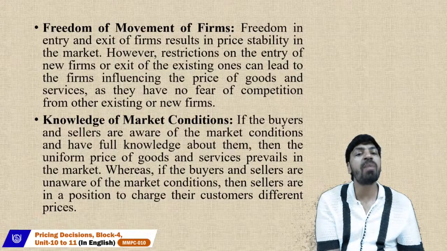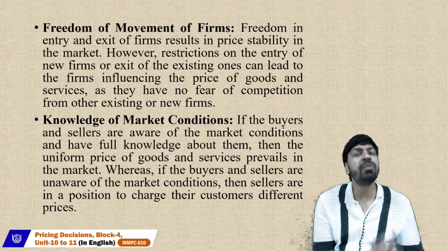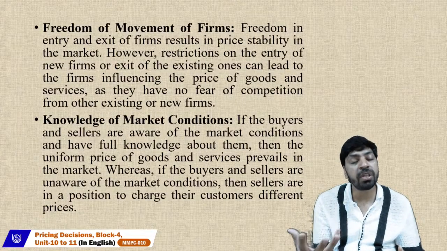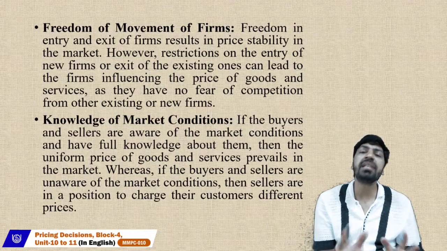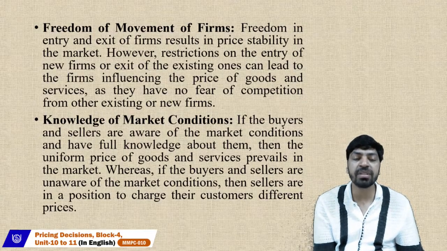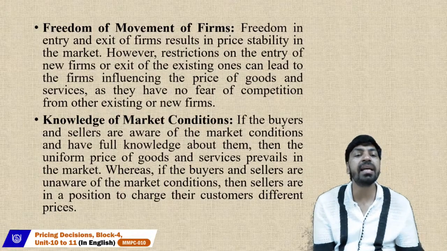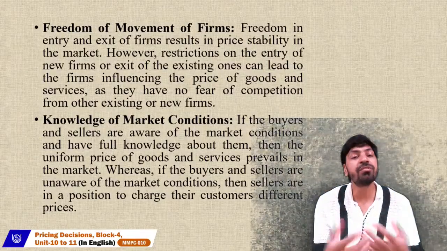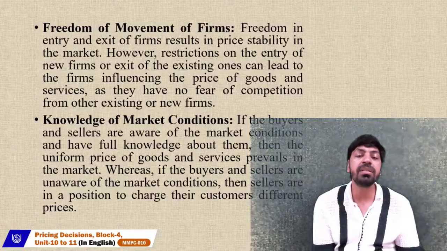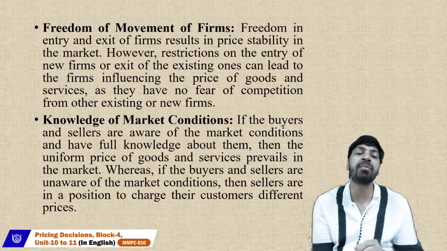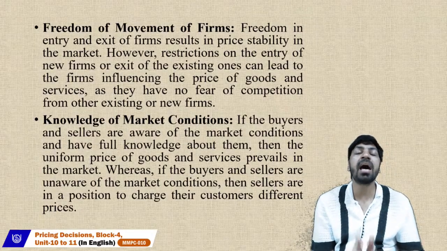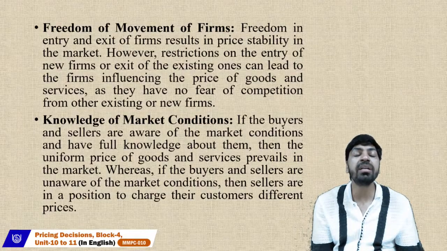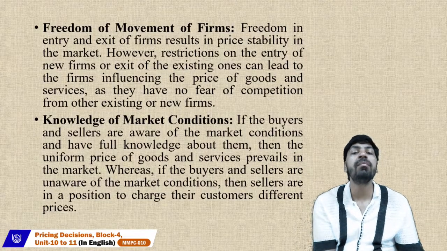Next one is the knowledge of market conditions. If the buyers and sellers are fully aware of the market conditions and have full knowledge about the market trends for the existing and the new products and services, then definitely a uniform price of goods and services prevails in the market. If the buyers and sellers are unaware about the market conditions, then the sellers could charge different prices to different customers, which refers to a situation called price discrimination. So if the buyers and sellers are aware, a uniform price will be charged in the market. If they are unaware, then it leads to a situation called price discrimination.